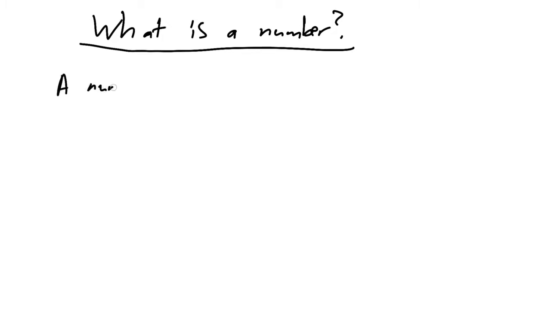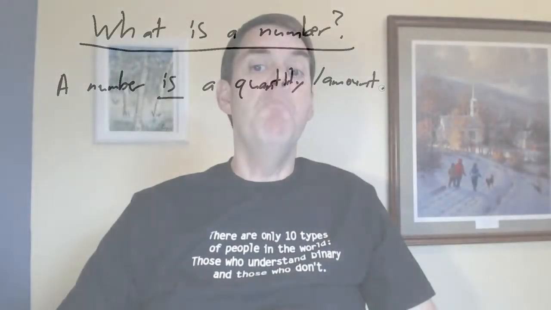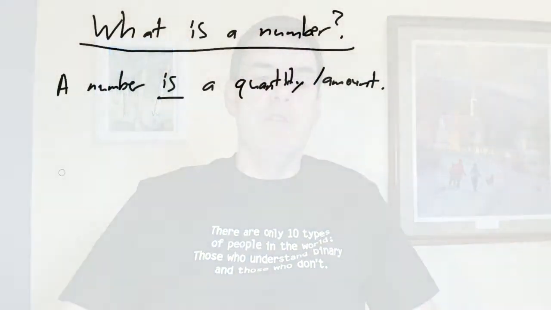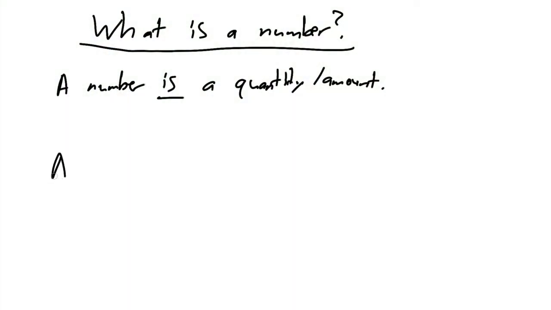A number is a quantity or an amount. That's what we mean by a number. It's an amount of things. It is a quantitative value, okay? Now, that may seem obvious to you, as plain as the nose on your face, but let me tell you what a number is not.